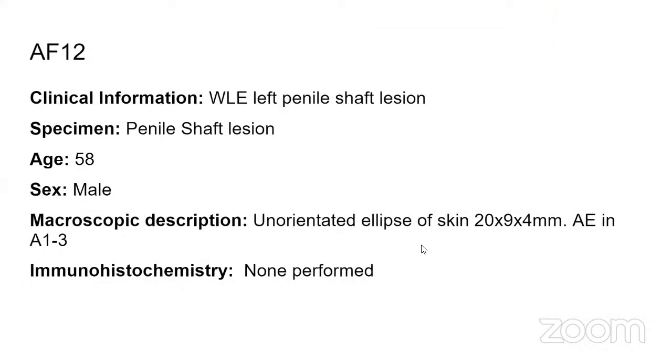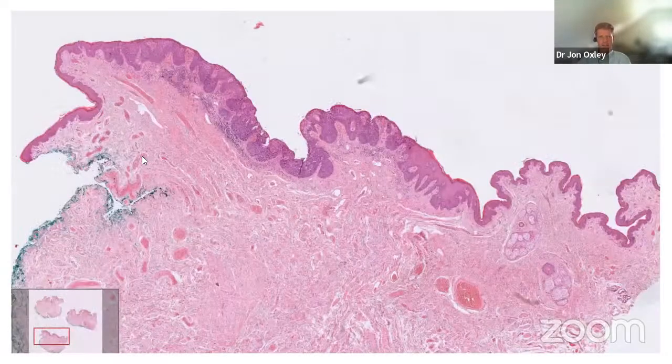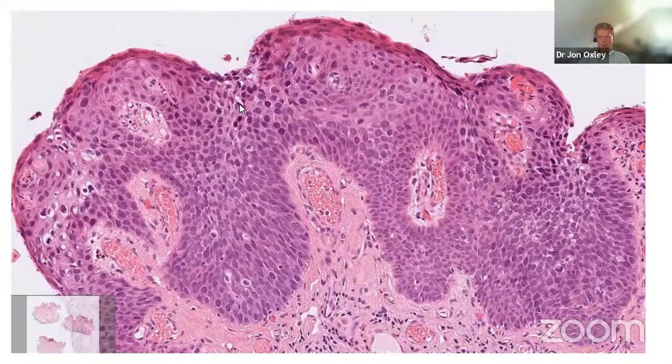Yes. Excellent. Right. I think the last case for me is AF12. We're told it's a wide local excision of penile shaft lesion, and no immunohistochemistry was performed. Unorientated lips of skin, all embedded in A1 to A3, possibly. And this is what we have: inked skin with a thickened epithelium there with lots of debris on the slide, which allows you to comment on things. And this is what it looks like.